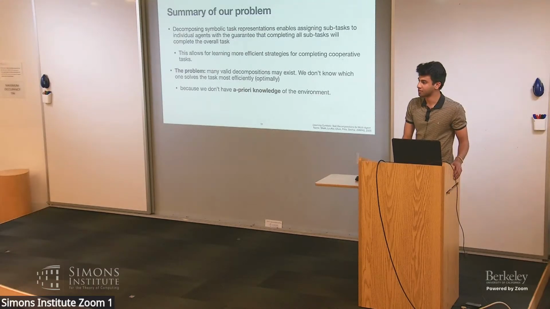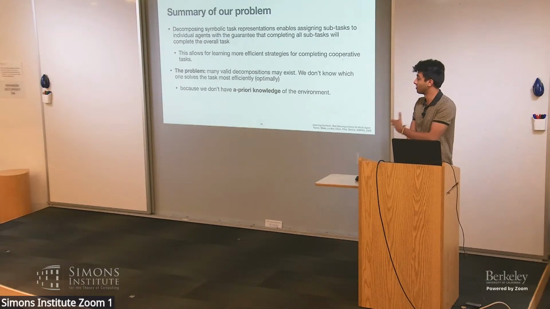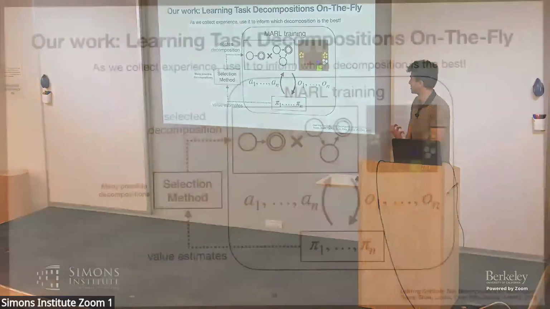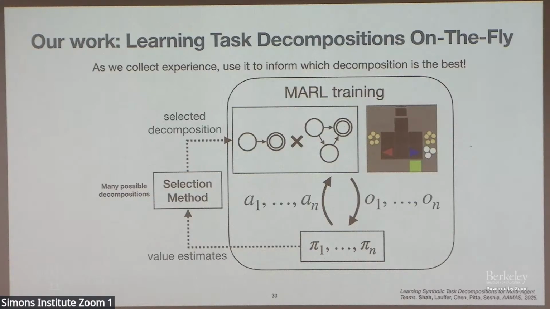So in order to find the right decomposition, what we can do is do this on the fly during our multi-agent learning loop. The process will go as follows. I will have some set of possible decompositions, so some set of candidate breakdowns of my task. I'm going to pick one, and then I'm going to assign that decomposition to my agents in my multi-agent learning game or my multi-agent learning setting.